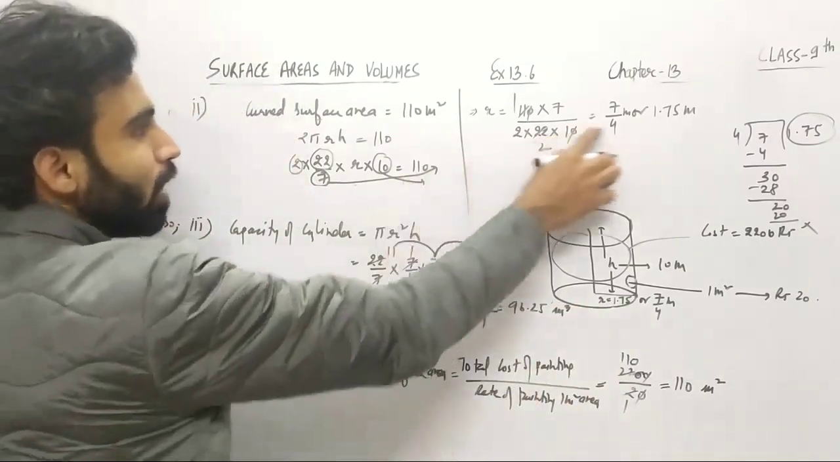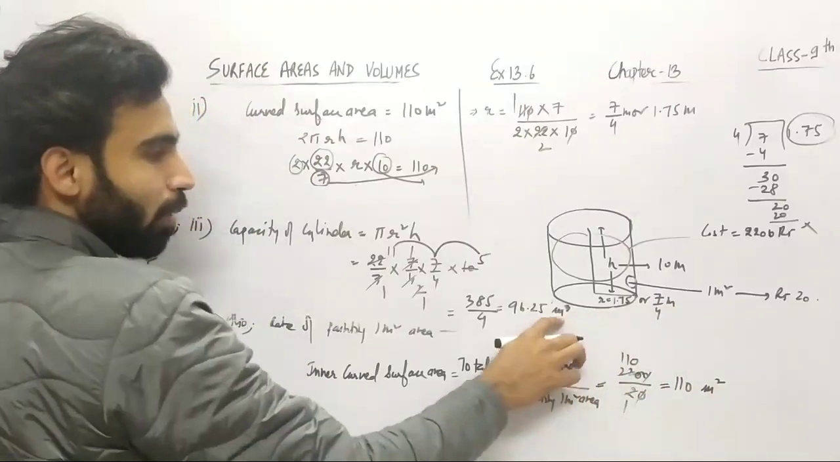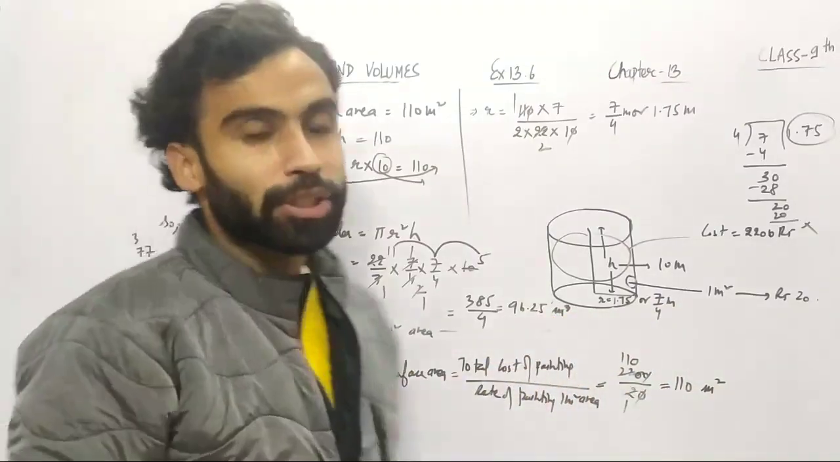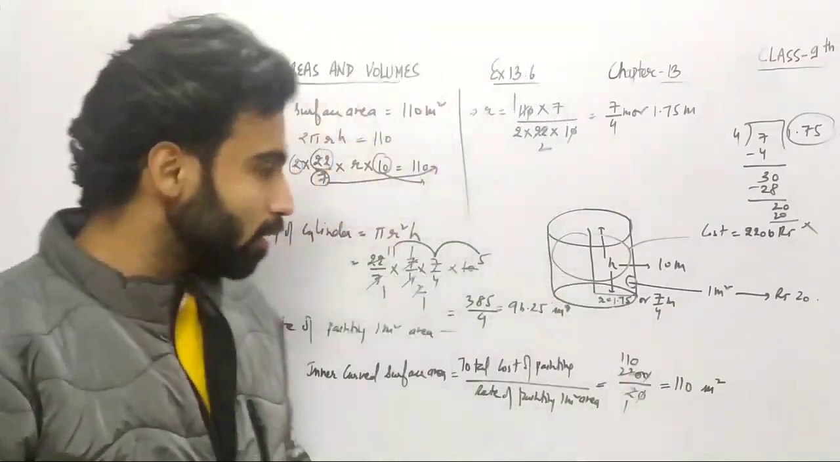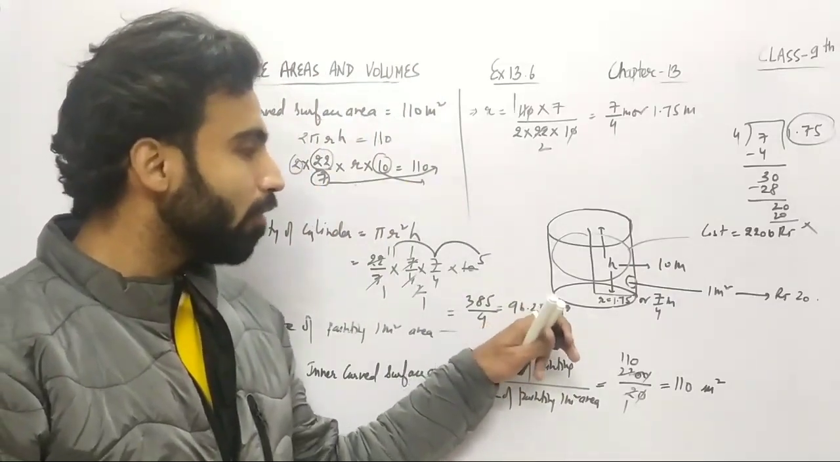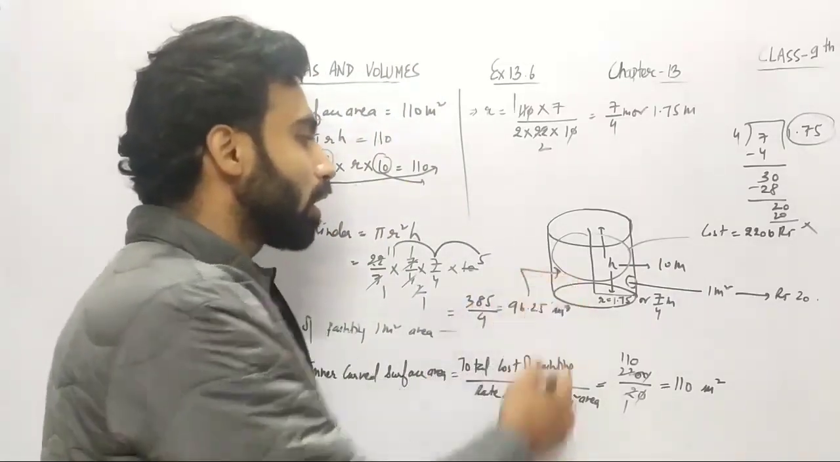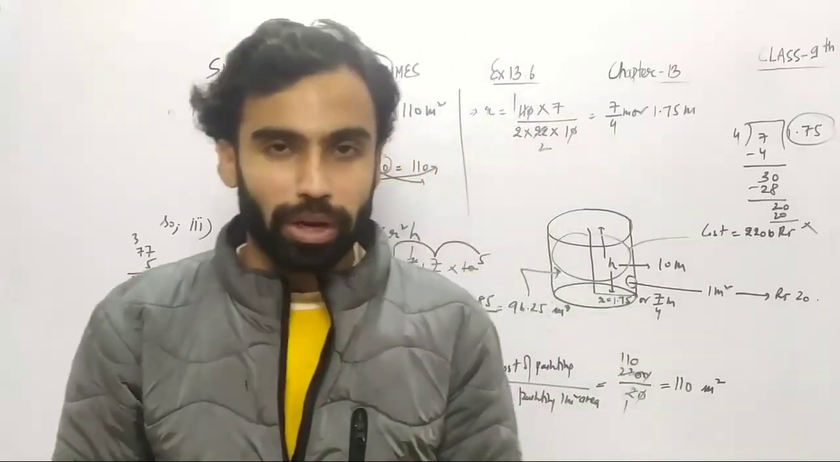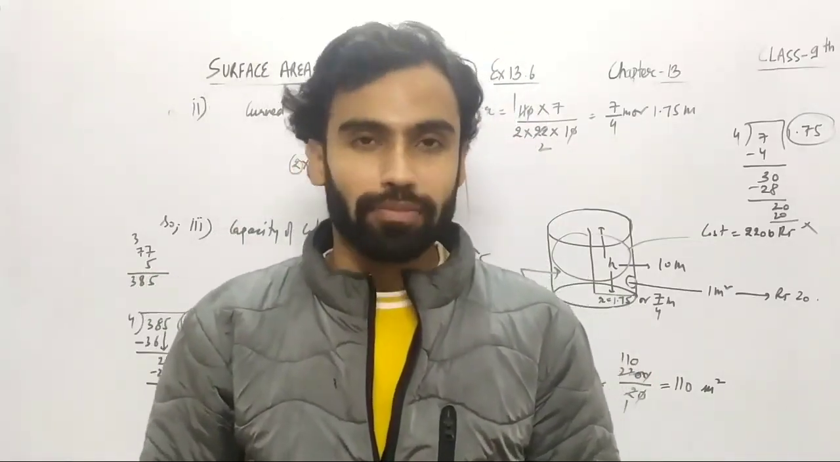So that will be, you can see the capacity in meter cube, right? So here you can see all the things were in meters, so it will be in meter cube. And we know capacity is always found in cubic units, right? So that will be 96.25 meter cube. You can see the capacity of this cylindrical vessel. So that was all in this question here.